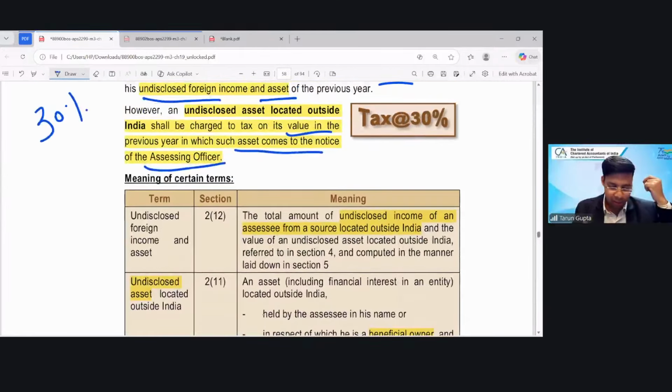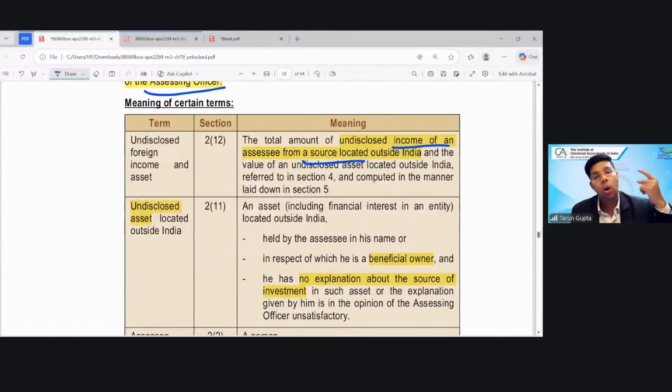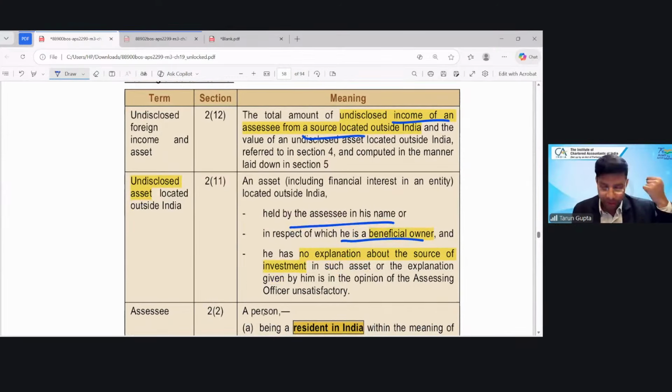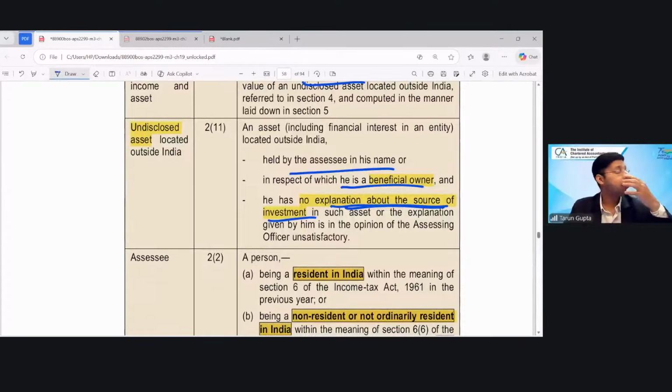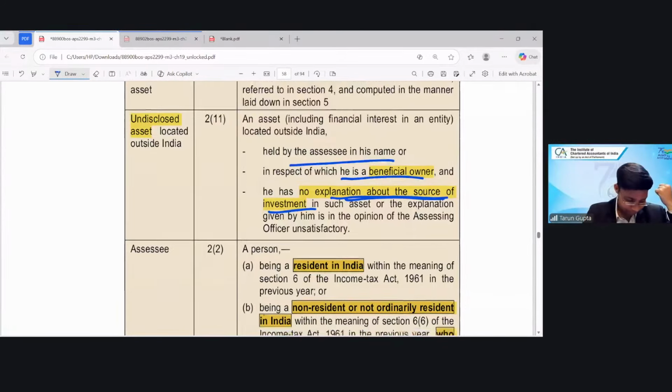Undisclosed foreign income and asset means the undisclosed income of an assessee from a source located outside India. An undisclosed asset means an asset of which the assessee is either the actual owner or a beneficial owner. You know the beneficial owner? Beneficial owner means a person who has actually paid the consideration directly or indirectly. And he has no explanation about the source of the asset outside India, whether as a registered owner or a beneficial owner. He owns an asset outside India, and you could not provide a satisfactory explanation about the source, how you got that asset.